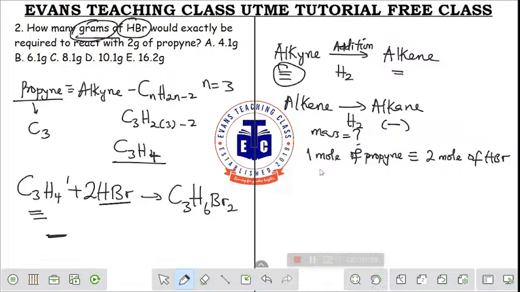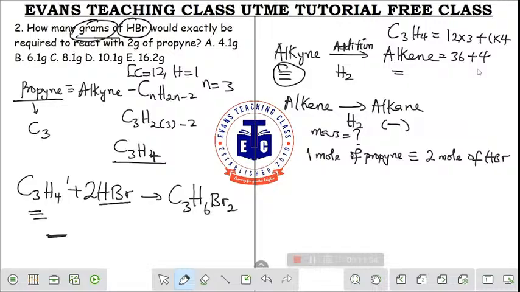Now this says 1 mole of propyne, so let's look at the mass of propyne. You know propyne is C3H4, right? Now what's the molar mass of propyne? C is 12, H is 1. So C is 12 times 3 plus 1 times 4. So what do we have? 36 plus 4, which is 40. That's the molar mass of propyne, so we have 40 grams.